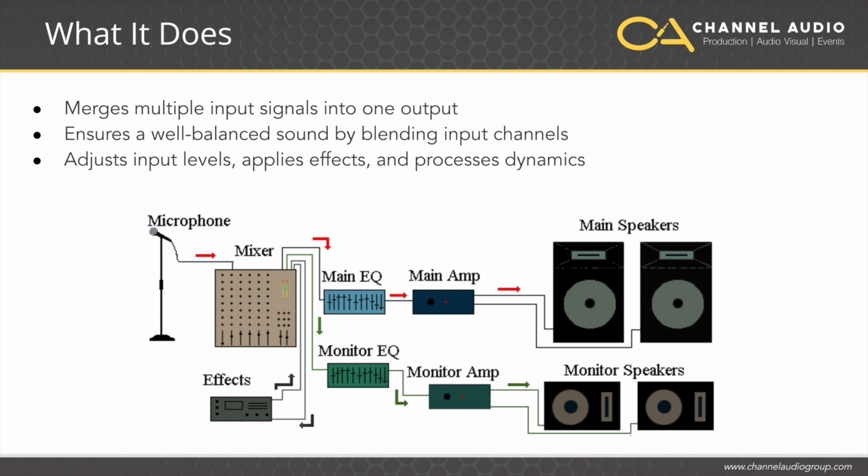Simply put, a soundboard, also known as a mixing board or mixer, takes multiple input signals such as microphones, the one you're hearing on me now, instruments, iPods, DJ turntables, and all that fun stuff. Basically, it merges those together so they can be sent to speakers as one signal.